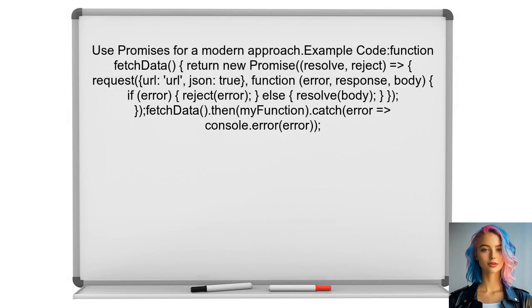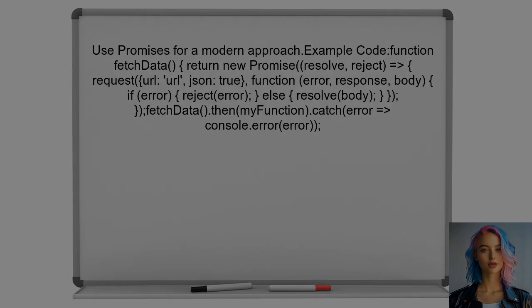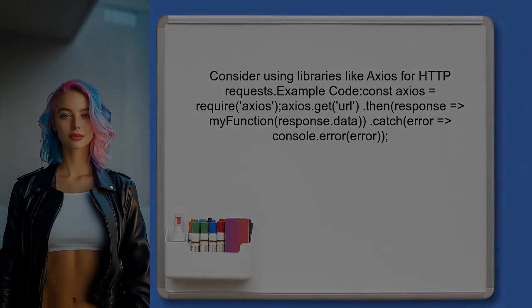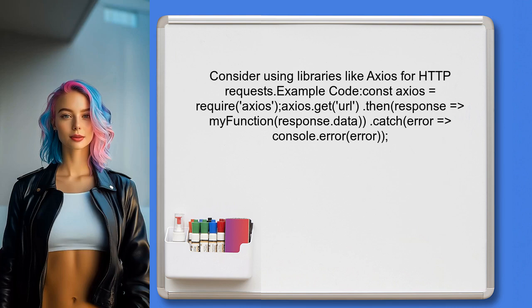By wrapping the request in a promise, they can use the .then method on that promise, which provides a more modern approach to handling asynchronous operations. Lastly, the user can explore using libraries like Axios, which return promises by default. This can simplify the process of making HTTP requests and handling responses.